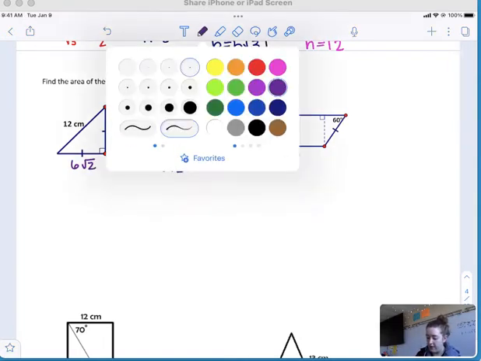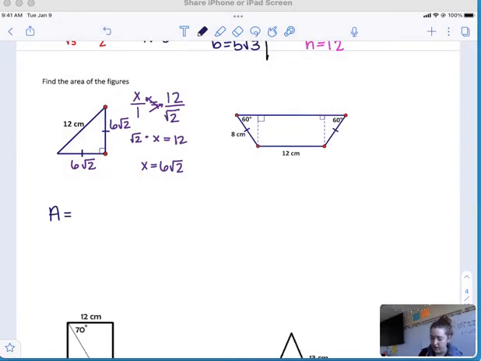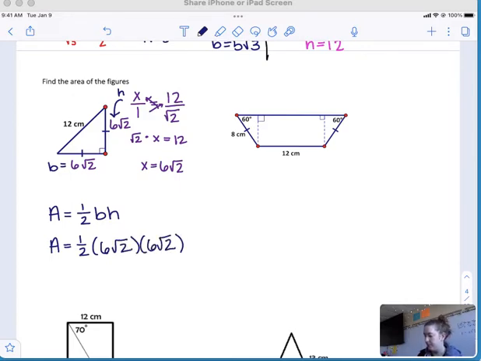So when we are on our way to find the area of this triangle, we know a triangle is 1/2 base times height. Our base and our height always make a right angle together, so 6 square root 2 is my base, and 6 square root 2 is also my height. So we have 1/2 times 6 square root 2 times 6 square root 2. And when we put those into our calculator, we are going to end up with 36, and that will be centimeters squared.